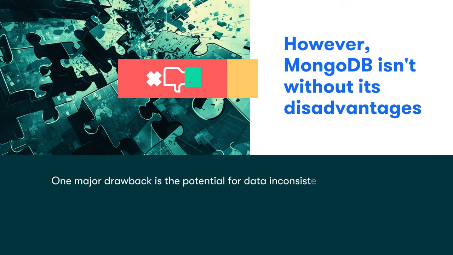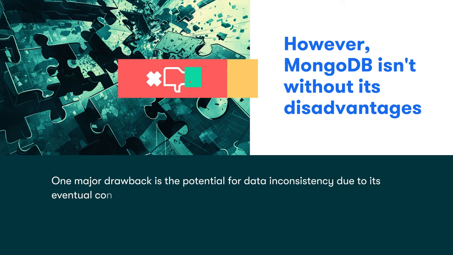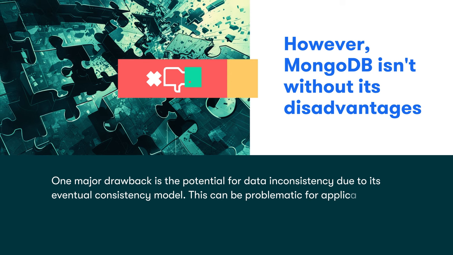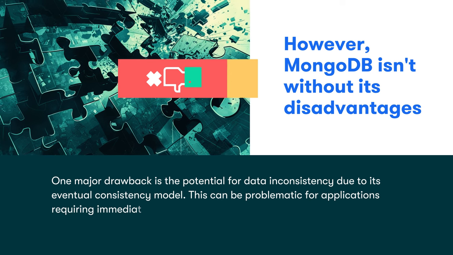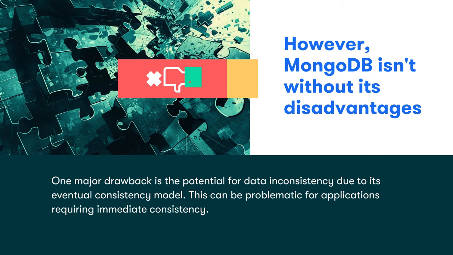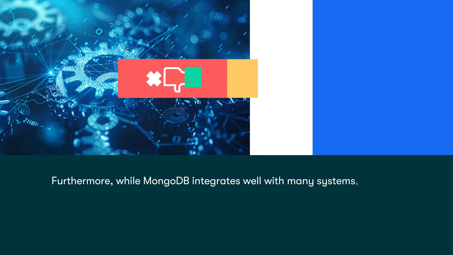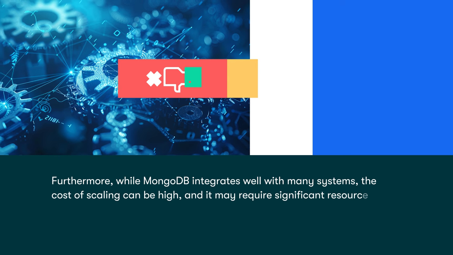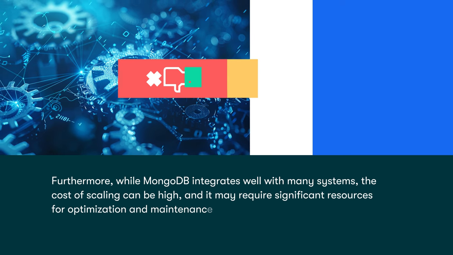However, MongoDB isn't without its disadvantages. One major drawback is the potential for data inconsistency due to its eventual consistency model. This can be problematic for applications requiring immediate consistency. Furthermore, while MongoDB integrates well with many systems, the cost of scaling can be high, and it may require significant resources for optimization and maintenance.